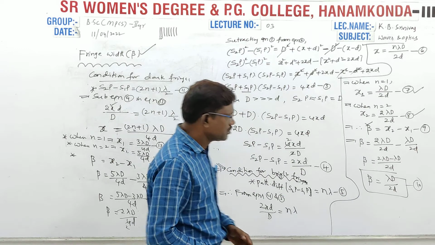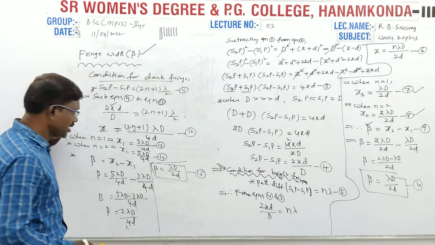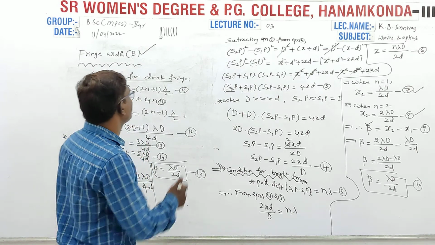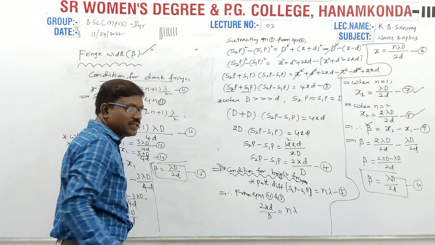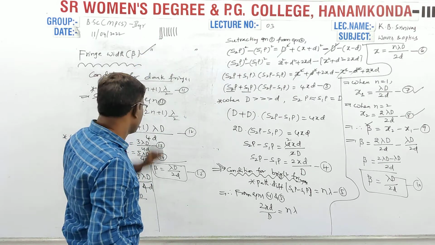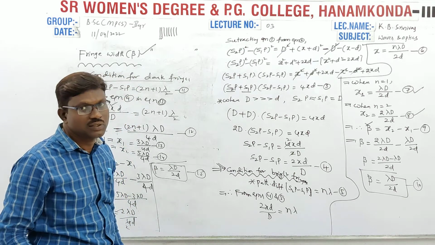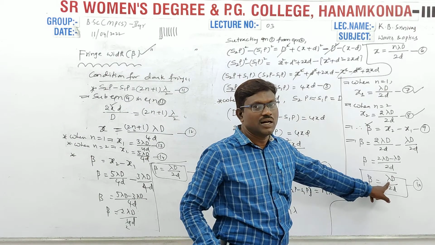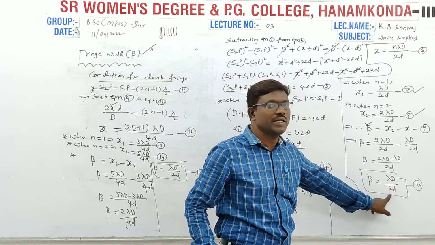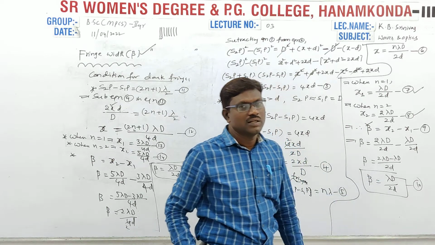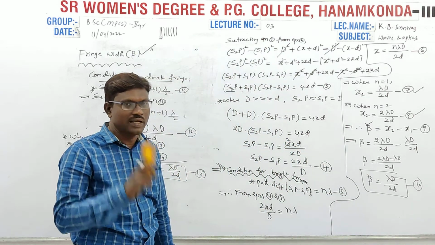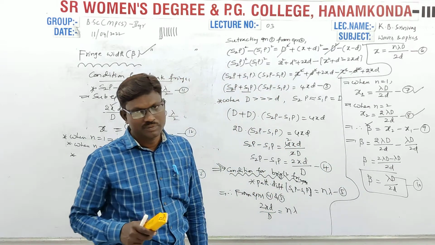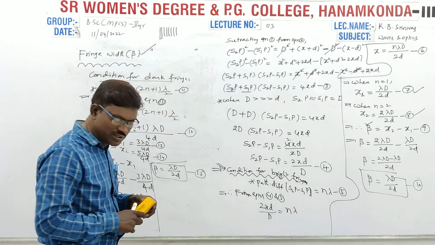Clear? Right. So this is about derivation of fringe width in case of interfering fringes. What is the definition for fringe width? The distance between the successive bright fringes or successive dark fringes is called fringe width. So the expression for fringe width is lambda capital D whole divided by 2d. Capital D is the distance between the slits and the screen, and 2d is the distance between the slits. Clear? Right. This is about fringe width.